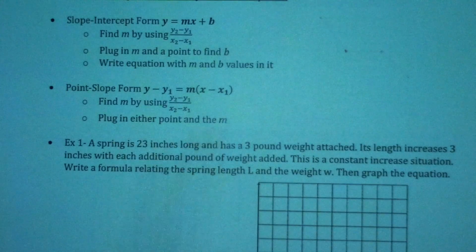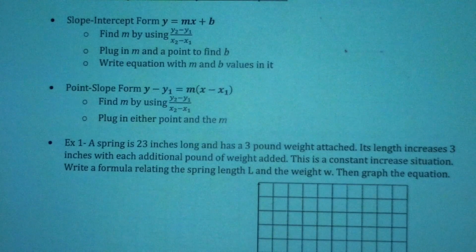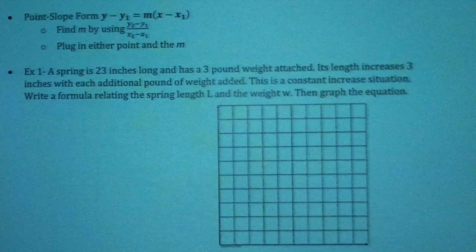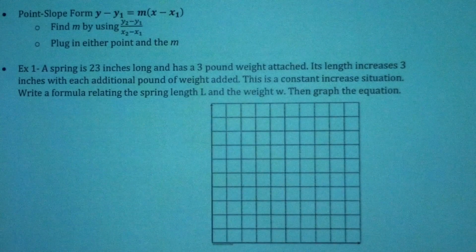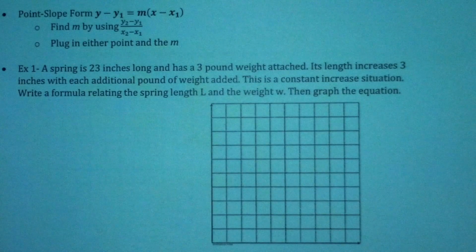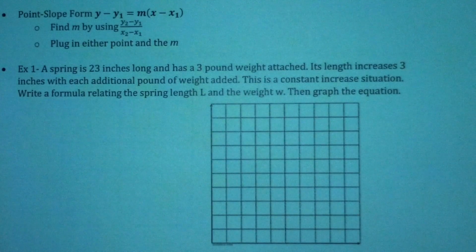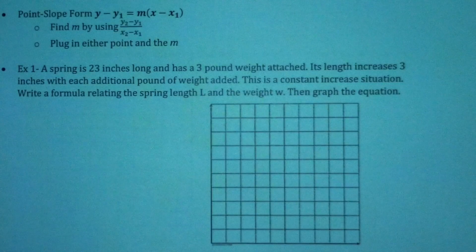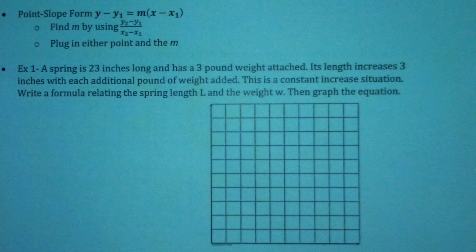Okay, so first example here, this should be in your packets. A spring is 23 inches long and has a 3-pound weight attached. Its length increases 3 inches with each additional pound of weight added. This is a constant increase situation. Write a formula relating the spring length L and weight W, and then graph the equation.